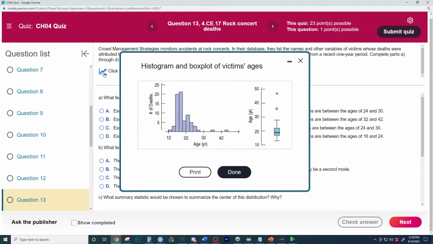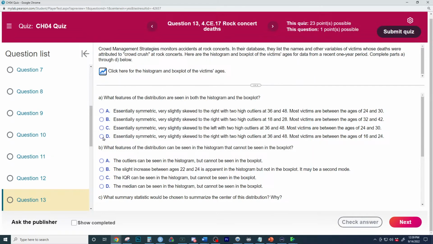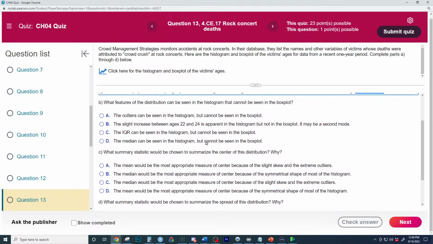So most victim ages are where? The concentration of data. So it's really talking about it in more of a modal sense. It's got slight bimodality, but the concentration of ages looks to be between 16 to 24. And that's what's getting right here. There's two high outliers. It's very right skewed and essentially symmetric, very right skewed. I never say it that way.